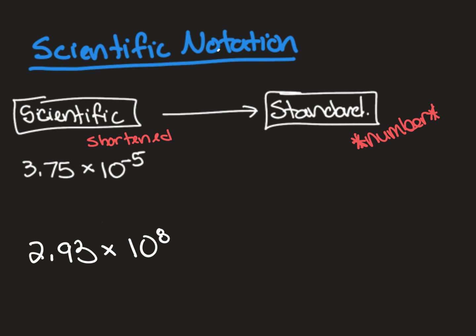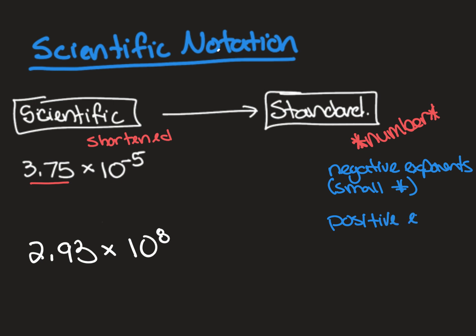So here you can see that I have a 3.75 times the base of 10 to the negative fifth power. What that negative exponent tells me is that my converted number is very small. So I'm just going to make that note here. Negative exponents usually mean that it's a small number. With that said, positive exponents usually mean that it's a very large number.